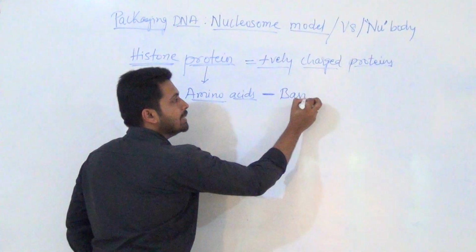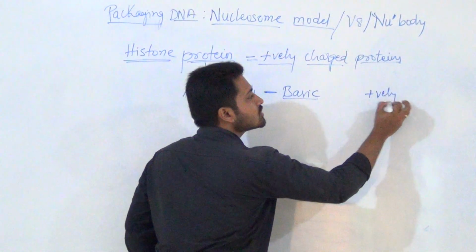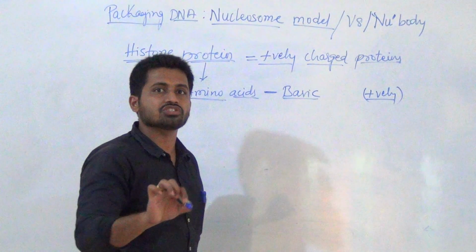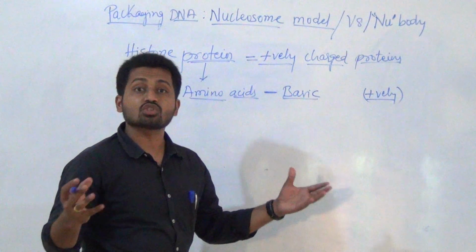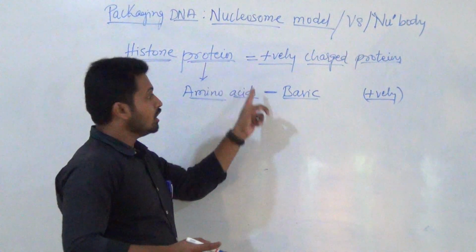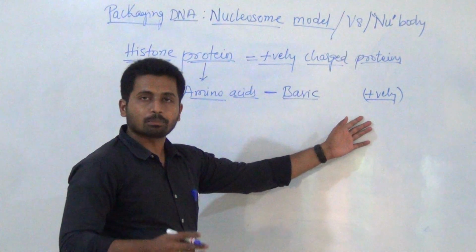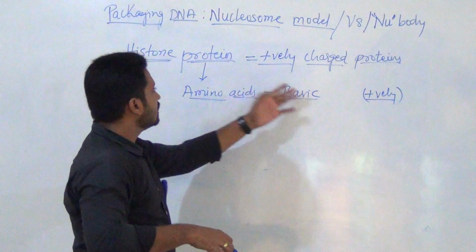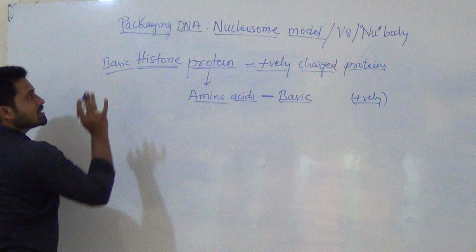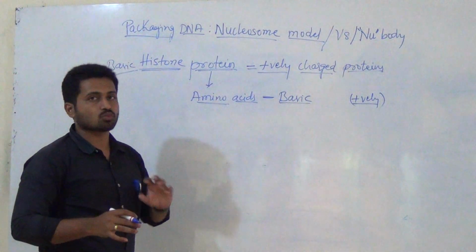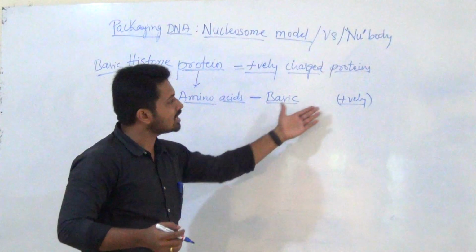Actually they are basic. Basic means positively charged amino acids. And by the long chain of amino acids, what is going to form? Protein. Okay. So when the amino acids are basic and positive, the protein formed by them will again be basic. Remember, histone is a basic protein and has positive charge. Why is it positively charged or basic? Because it is made up of basic as well as positively charged amino acids.